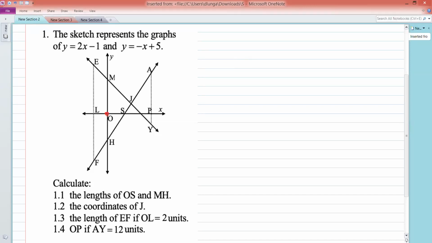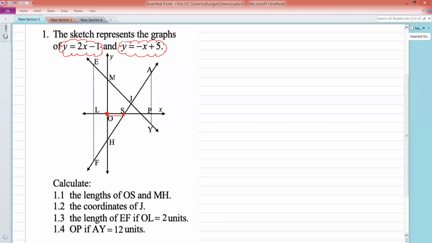So the distance from O to S, look where S is. It's on the straight line, on the x-intercept. Which of the two lines is it? Is it going to be this first one here, or the second one? Which one do you think it's going to be on? First or second? I think the first one. Yeah, it's going to be the first one.